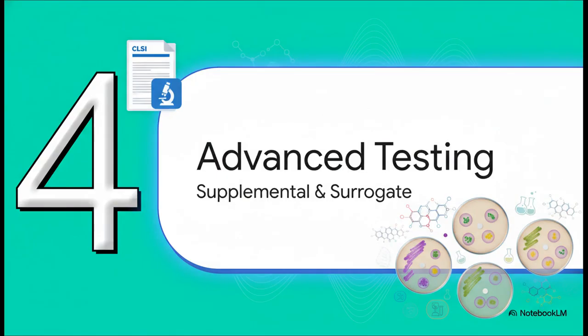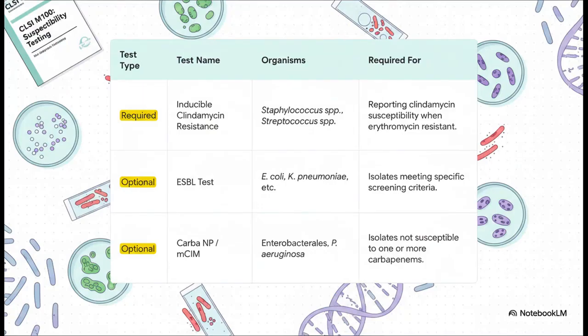Beyond the routine workup, M100 also outlines some advanced testing scenarios. We're talking about supplemental, surrogate, and equivalent tests, which are all about detecting specific resistance mechanisms or just making the lab more efficient. Supplemental tests give you that extra layer of critical information. The D test for inducible clindamycin resistance is a required one for staph and strep. You have to do it before reporting clindamycin susceptible if you see erythromycin resistance. Others, like ESBL or carbapenemase tests, might be optional, but they provide invaluable data for treatment and infection control.